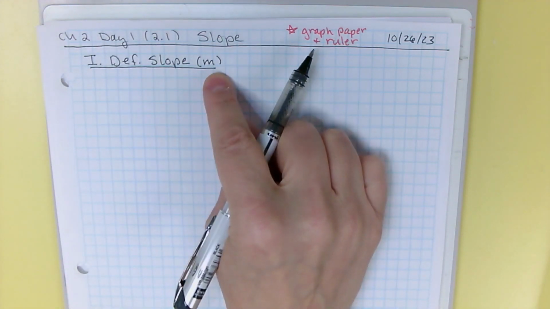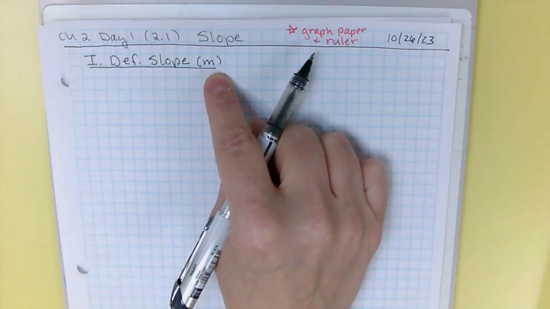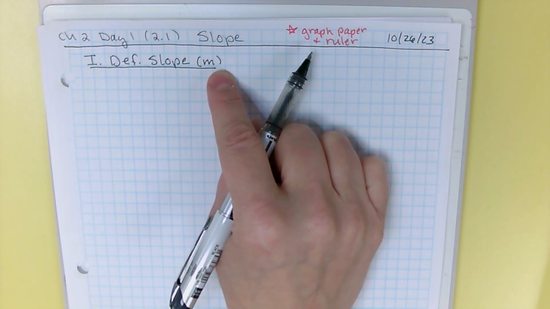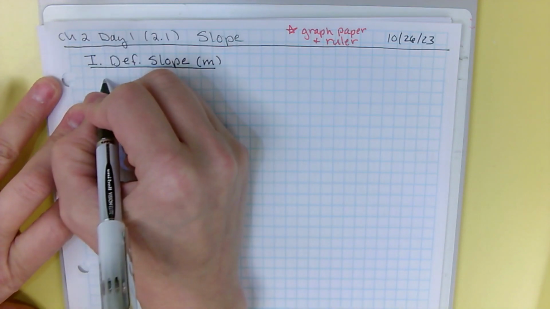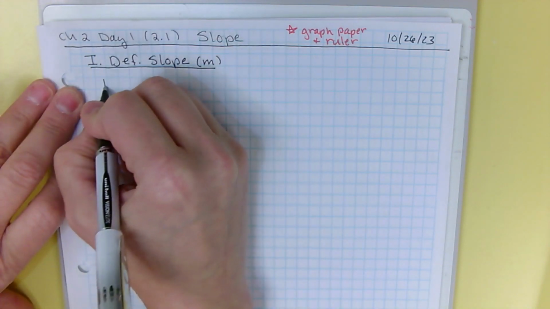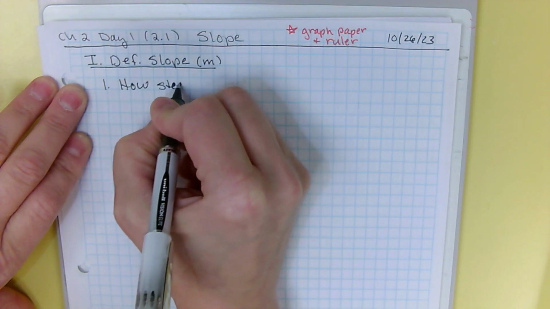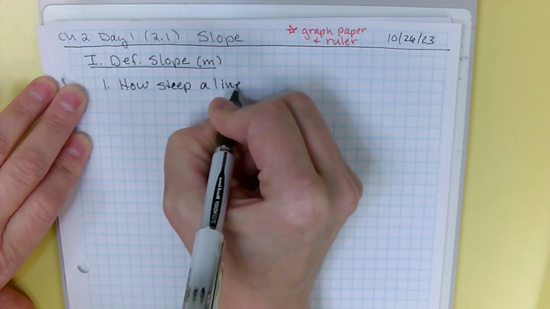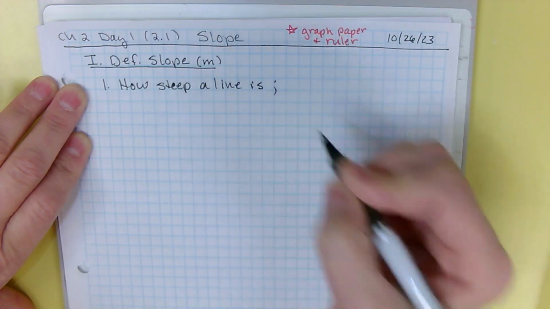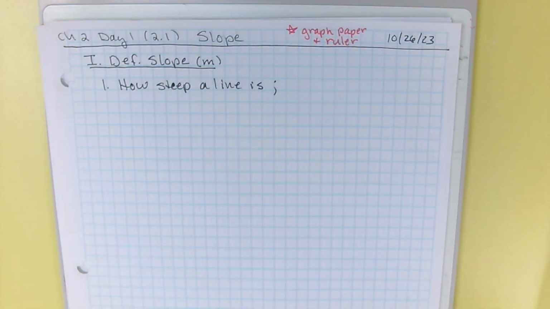First off, slope has a special letter, lowercase m. Anytime you see lowercase m in a formula, it automatically means slope. It's a reserved letter, kind of like pi is a reserved symbol. So what is actually the definition? The definition of slope is how steep a line is. Is it really steep? Is it kind of flat?